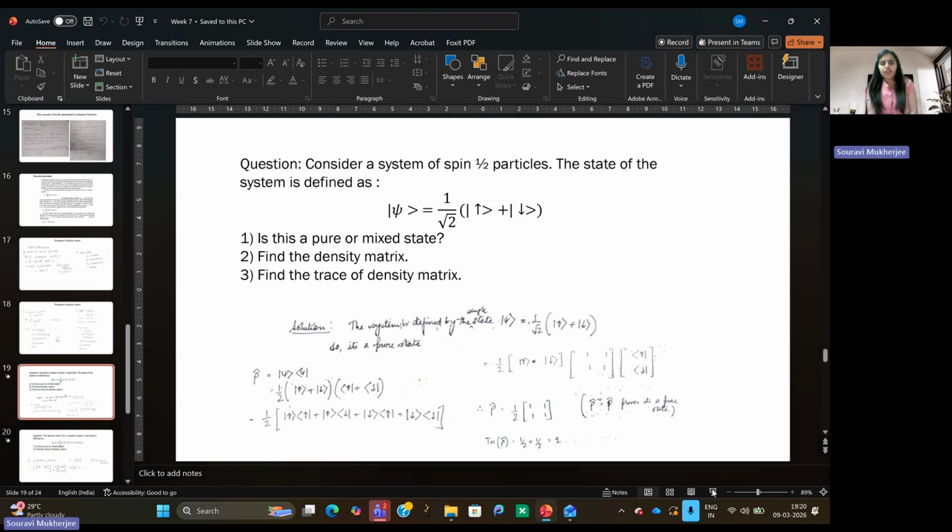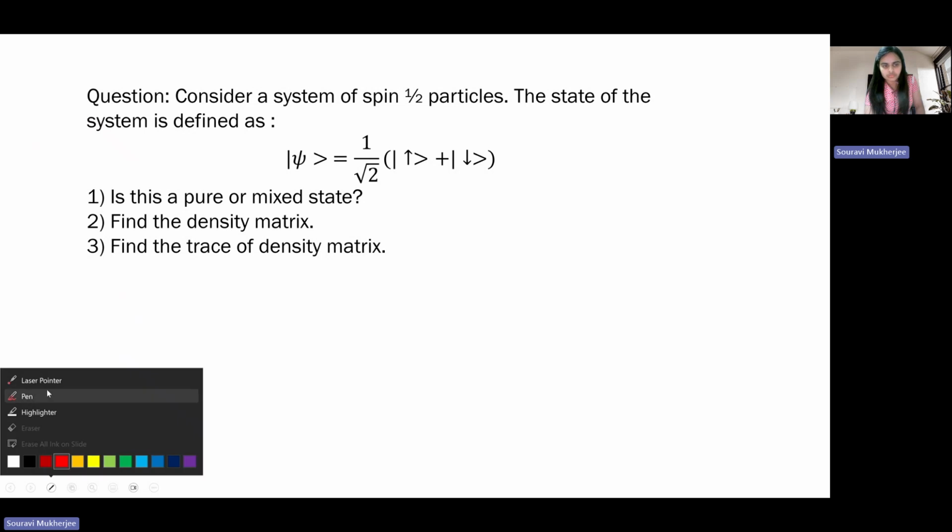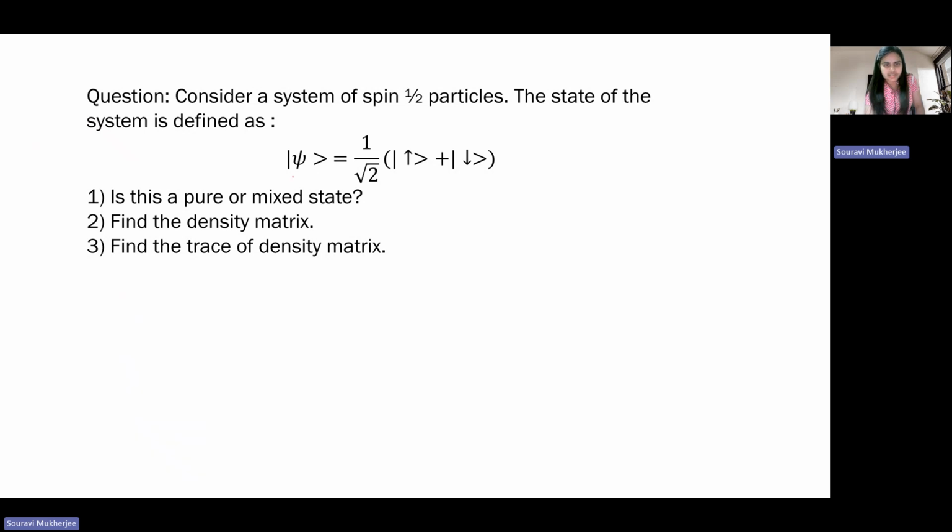Okay. So now what this is telling you is that for this question, you know that your system is in state psi. You can find the density matrix from here, which is nothing but the outer product of psi with psi. Then from there, you can see if rho square is equal to rho. If it is equal, then it's a pure state. Otherwise, it's a mixed state. That's a very mathematical way of looking at it.